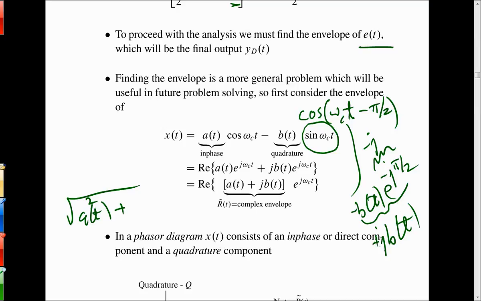Then the phasor addition formula says that I have to take the sum of the squares of the real and imaginary parts to form the envelope. So it'd be a squared plus b squared of t in this case. So I guess I sort of got there quickly, kind of with a sleight of the hand maybe. So that's where the envelope comes from. So it's a squared plus b squared of t.